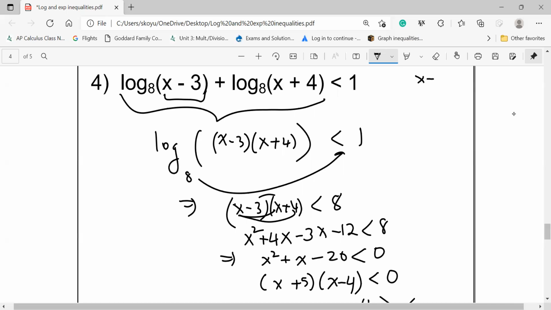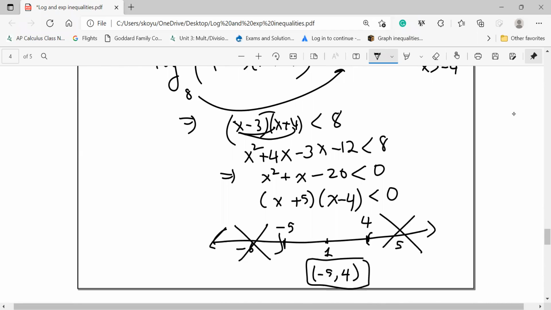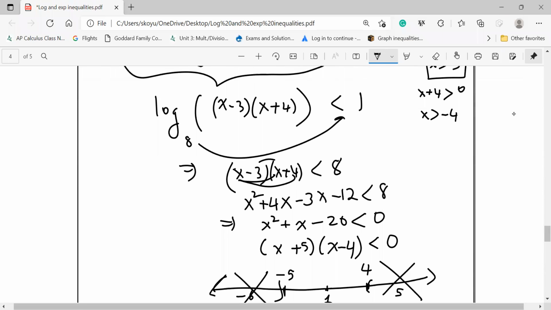So x minus 3 has to be bigger than 0, which means x is bigger than 3. x must be bigger than 3. And here, x plus 4 is bigger than 0. x must be bigger than negative 4. So I'm going to find the most restrictive from all of this. Right? So let me put it here.